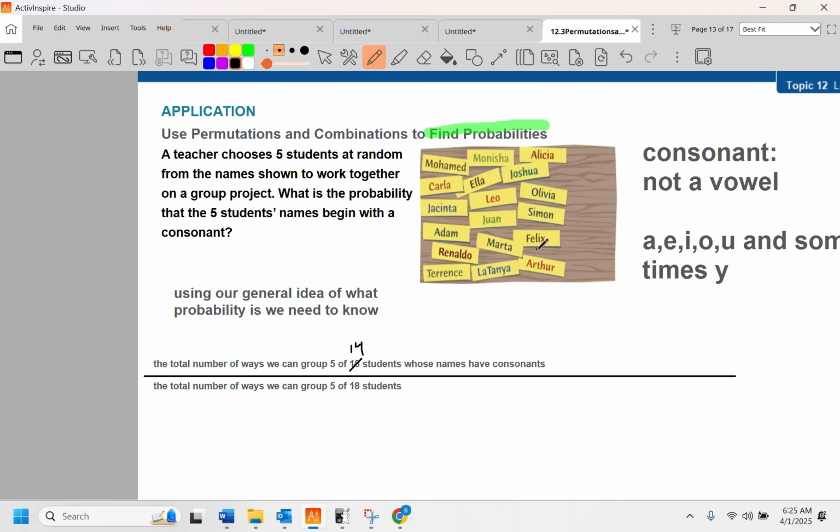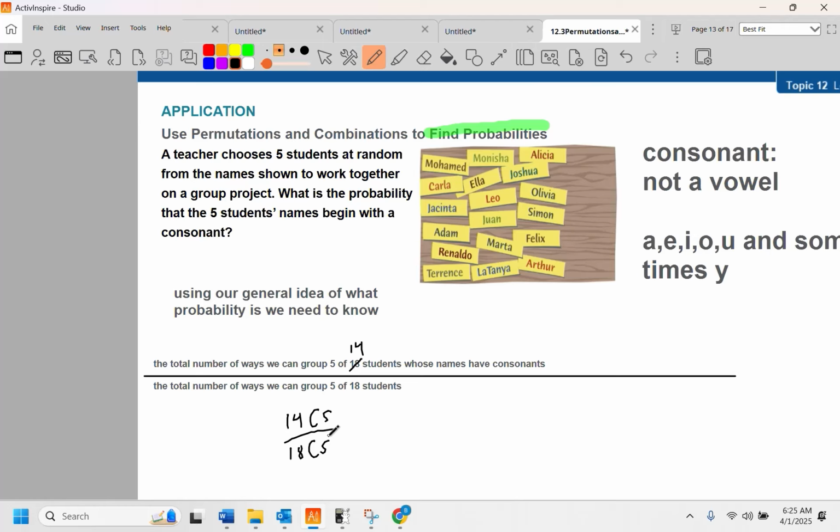Okay, so it's going to be the total number of ways we can group 5 of 14 students whose names have consonants, divided by the total number of ways we can group 5 of 18 students. Now, order doesn't matter. All that matters is that these kids all have consonants, okay? So these are combination problems. The numerator is going to be 14 choose 5, and the denominator is going to be 18 choose 5, because probability is the number of desired outcomes over the total number of outcomes.